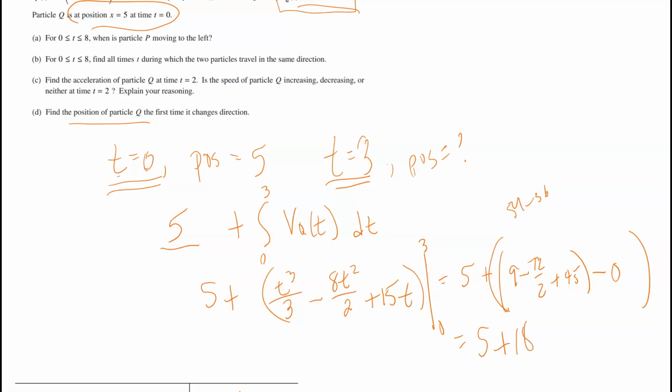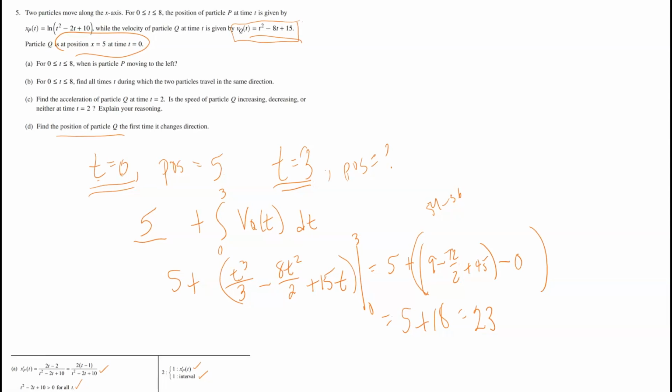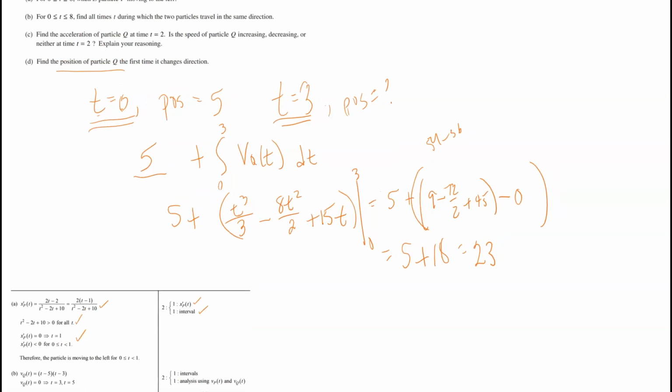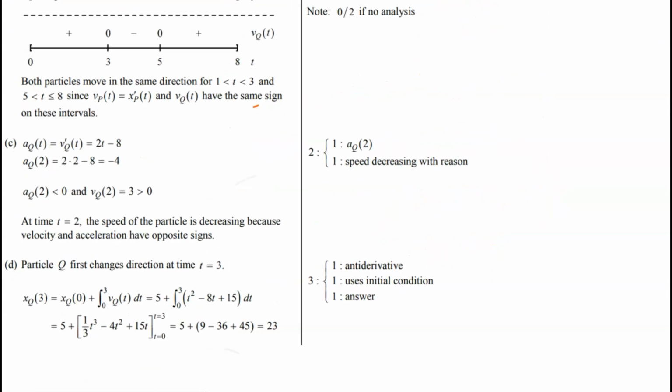And then plus that 5. Oh my gosh, I hope I did this right. Okay, I'm getting 23. Woo! All right, let's go down and look. I'm at that point where I'm over this. So let's go look and let's see how many points we would have gotten for this final one.